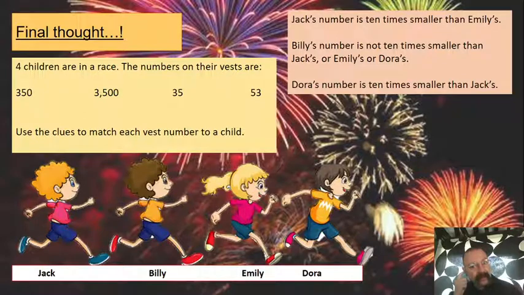So you've got to go through the problem. It says that Jack's number is 10 times smaller than Emily's. Billy's number is not 10 times smaller than Jack's or Emily's or Dora's. And Dora's number is 10 times smaller than Jack's. Okay, so grab a piece of paper, work through that problem. I'm going to ask you to pause the video now, and then the answers will come up in a moment.